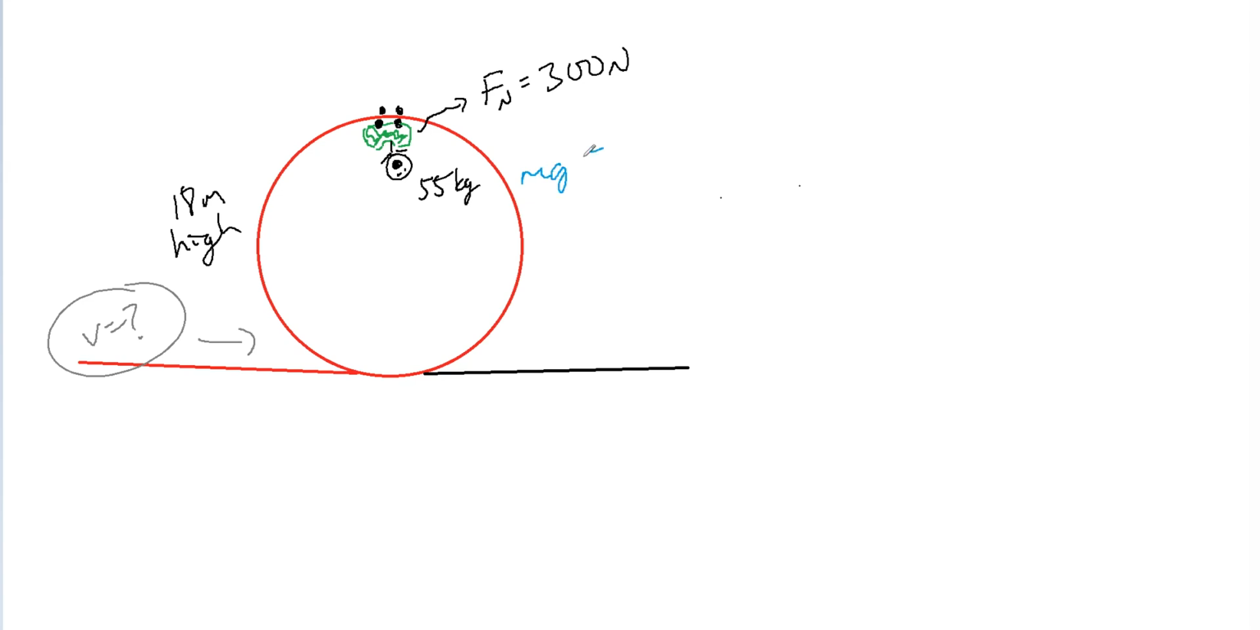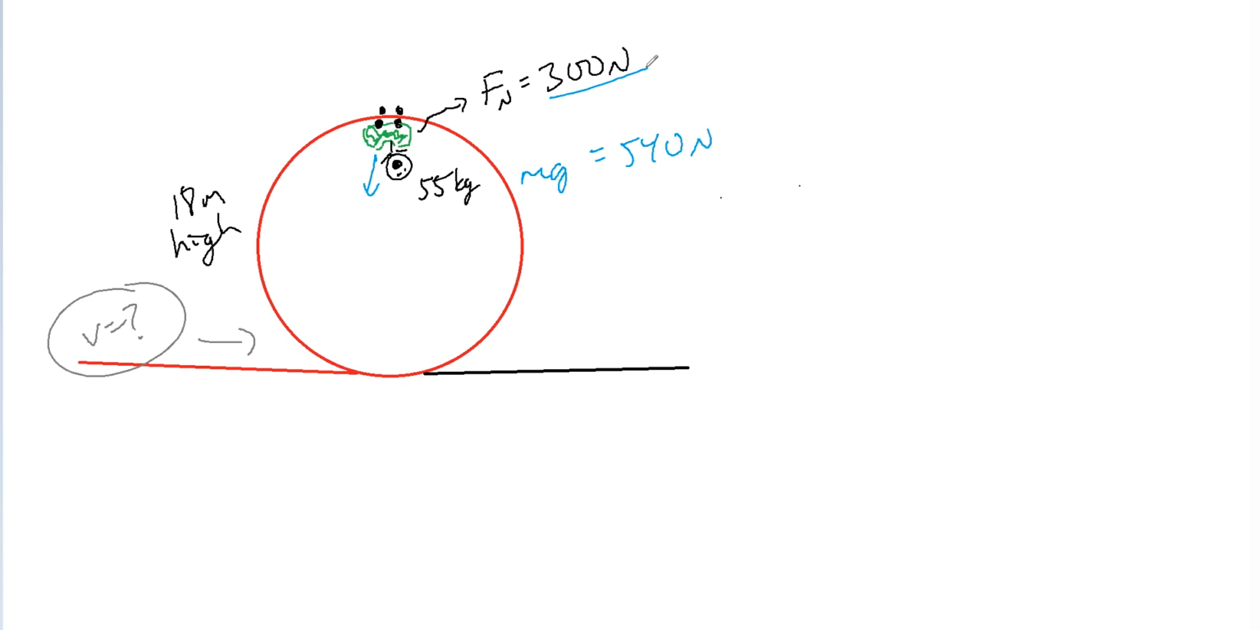So if I do the mg for the guy, I've got 55 times 9.81. We're looking at a weight of about 540 newtons. If I go back to our basic vertical circle stuff that we've done, we've got the force of gravity going down. This one's also going down because the seat's pushing on him. It's those two things put together which will give me my FC.